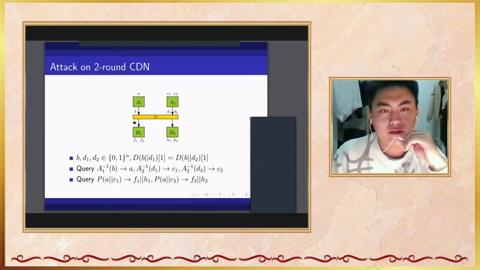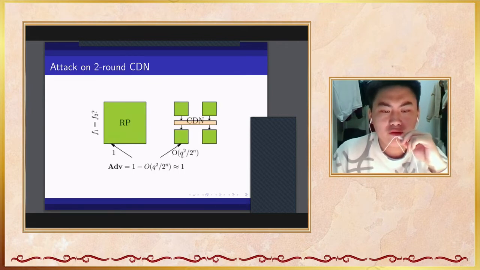First, our 2-round CDN construction is shown in the figure. We need 3 steps as follows. First, we choose n-bit strings B, D1, D2 such that the first n-bit outputs of the D-box are identical. Second, we query A1, A2 to obtain A, C1 and C2. Third, we obtain F1, H1 and F2, H2 by querying the oracle P.